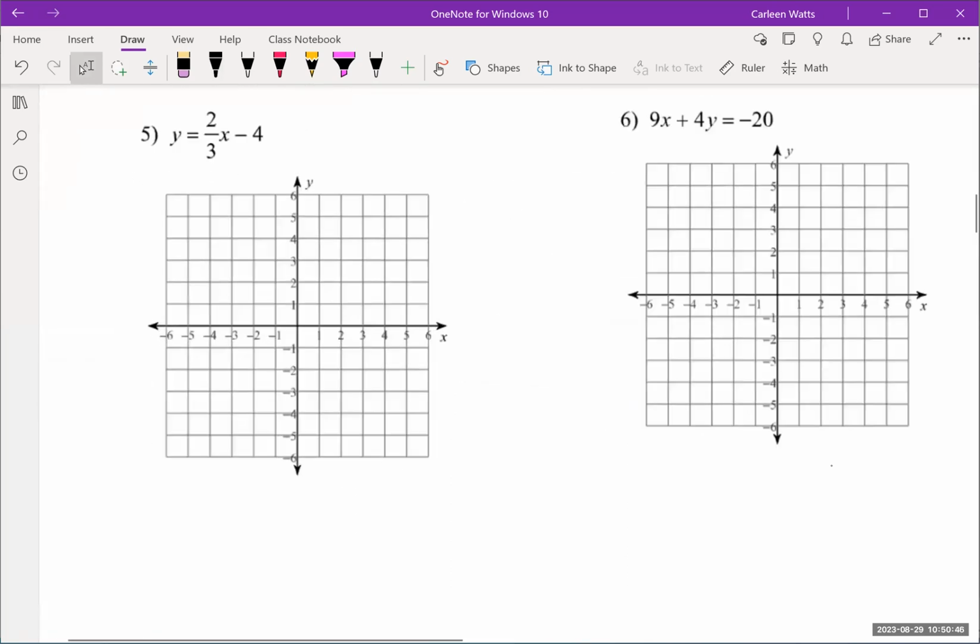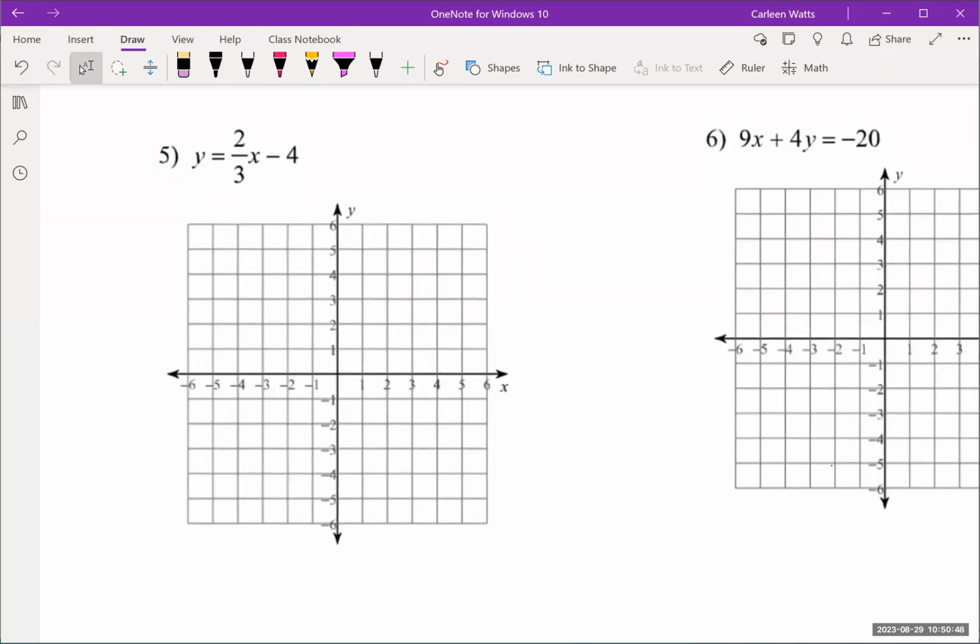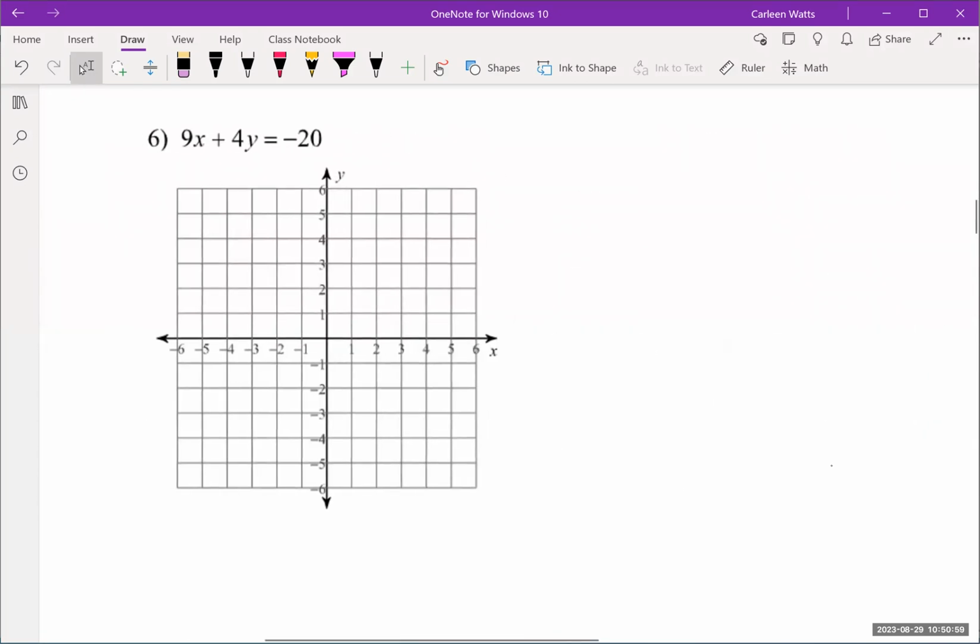Okay, number 5, I need you to do on your own or stick around and we're going to do it at the end. Okay, I will keep working problems until everyone has stopped asking. But let's do number 6.